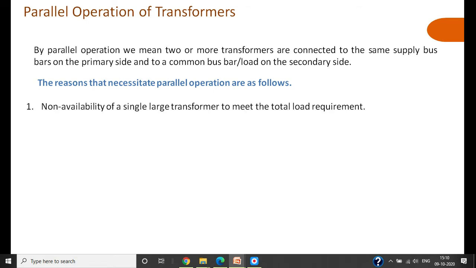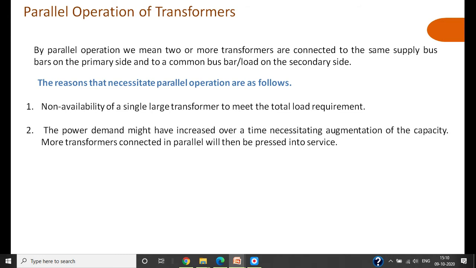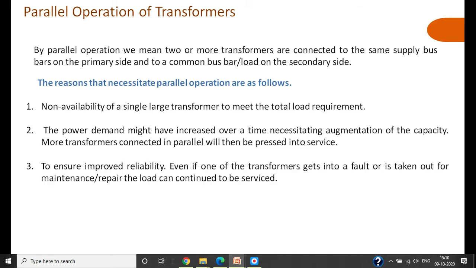The reasons for connecting two transformers in parallel were listed yesterday. First, the non-availability of a bigger transformer to meet the needs of a larger load. As the demand increases, it is not possible to replace the existing one. Instead, we use smaller units connected in parallel. As the load increases, we can go on adding smaller units in parallel. That is another advantage of the parallel connection of transformers.